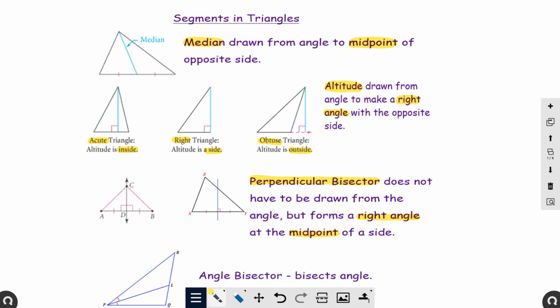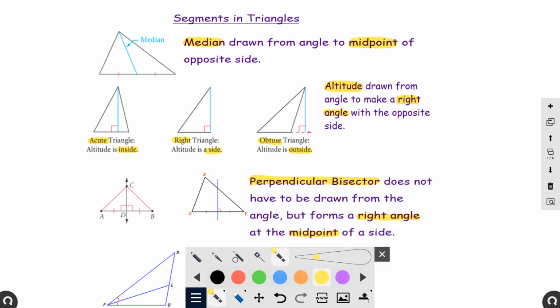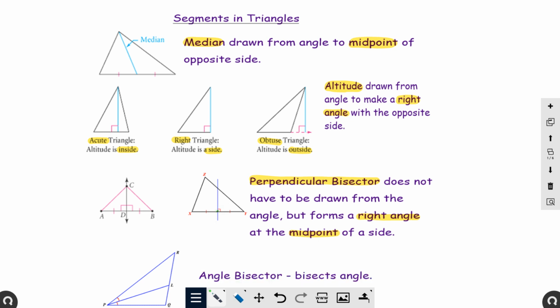This is the only one that does not have to be drawn from the angle. If you notice these other two, they start at a top angle of your triangle or any angle, and then the median's drawn to the midpoint. The altitude makes a right angle. But a perpendicular bisector just goes through here and says, let me find the middle of this side. It's right here, and I'm going to make a right angle. Okay? So it doesn't have to be drawn from an angle. We just find the middle, and then we make a right angle.